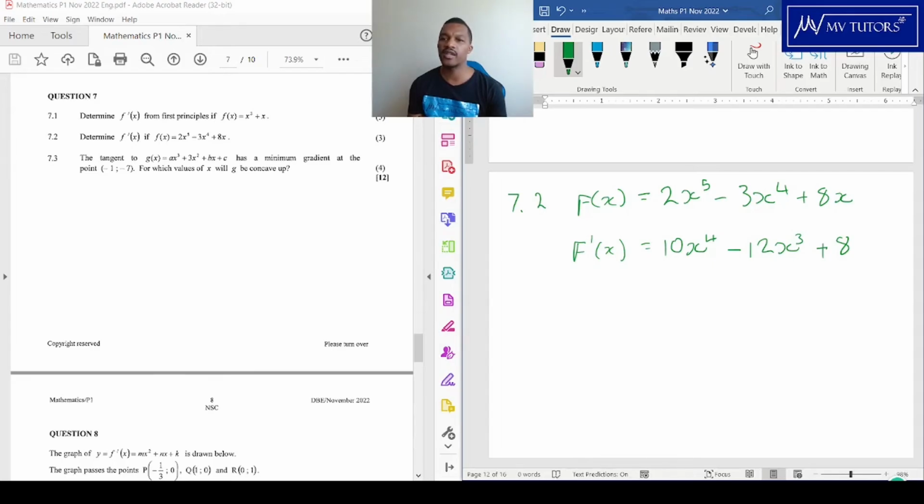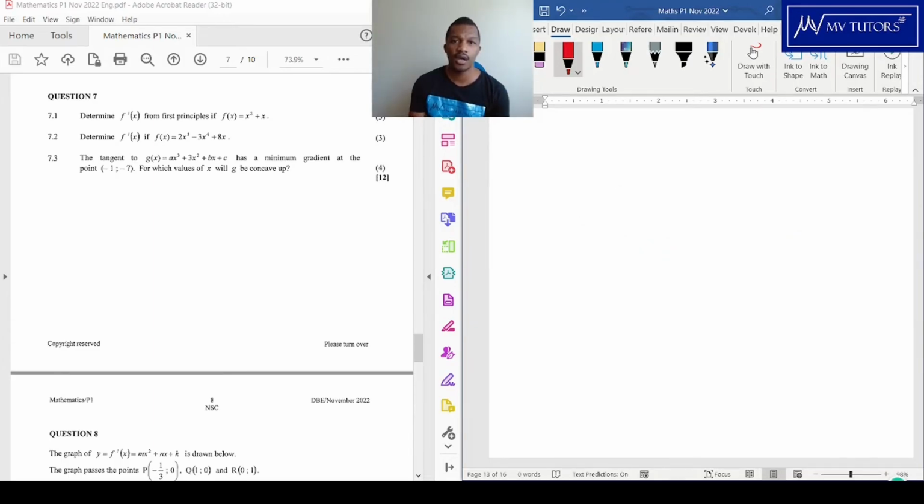1 minus 1 is 0. Anything to the power 0 is just 1. So they leave it as that. Oh, nice and sweet and short. It's complete. All right, let's go to 7.3 now.